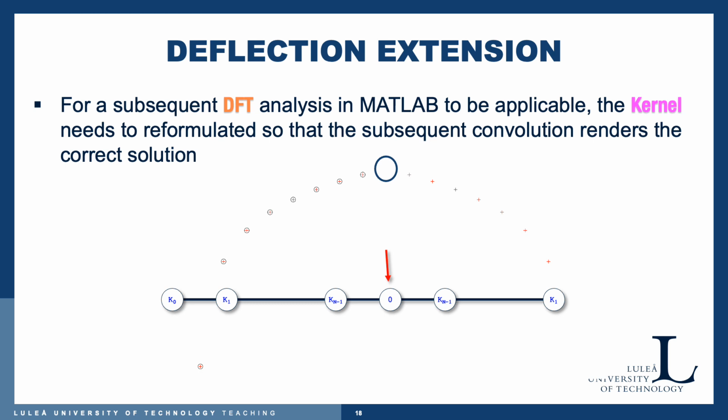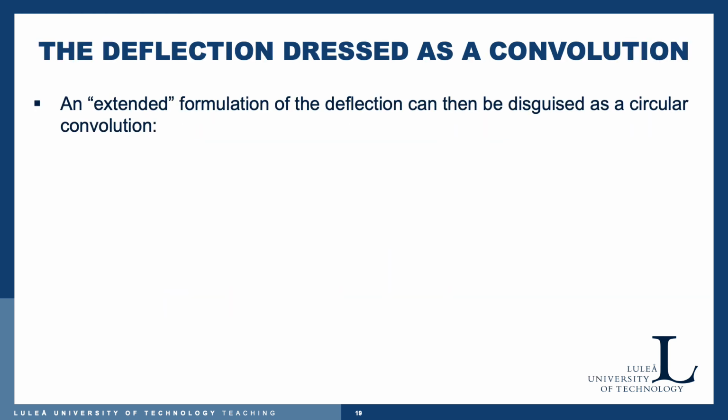In this way we get a new extended column or row for our kernel, which is double the size, 2n long, and it turns out that we can disguise this extended formulation of the deflection as a circular convolution like this. Let us now denote this extended deformation by u tilde, and in order to produce that result, we also need an extended pressure which we denote p tilde.